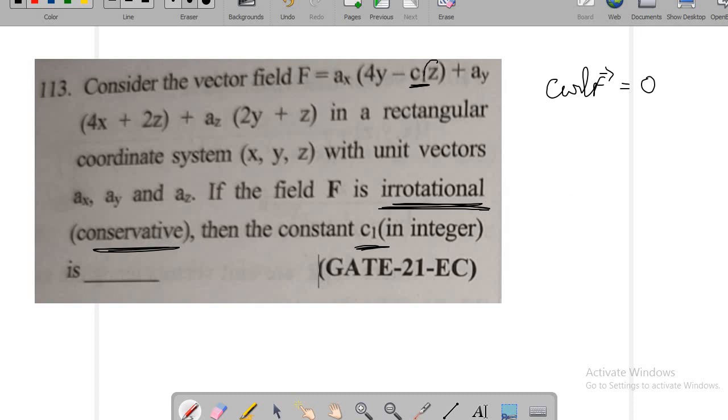Of course, without going for curl f bar, you can directly tell what is C1. See here, you have z, so the corresponding term definitely will be here. So this is the coefficient of i, and you have z, and you have nothing here. How can it be conservative here? Is there a printing mistake? So if you have minus C1 into z, then definitely this will become x, and minus C1 into x will be there. Let me take the exact question from the paper.